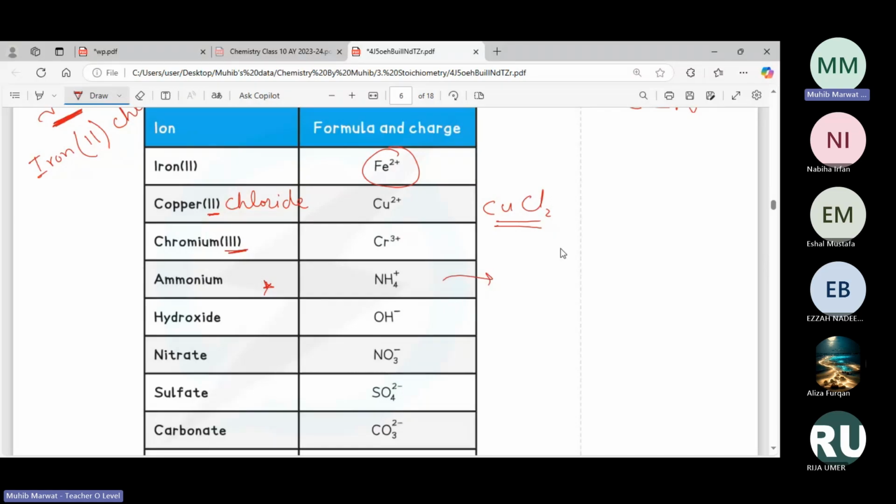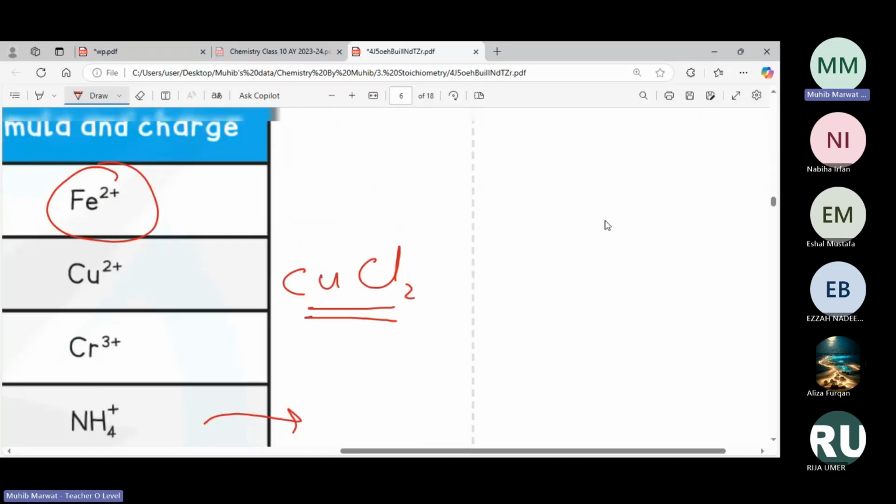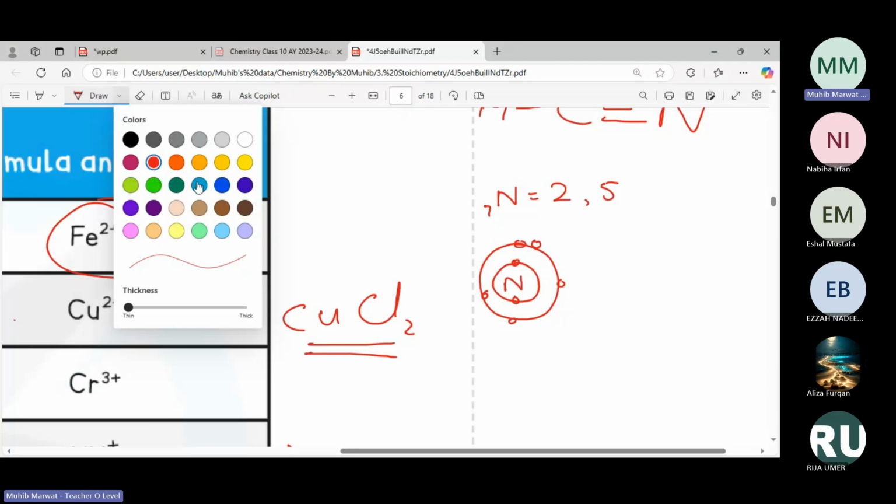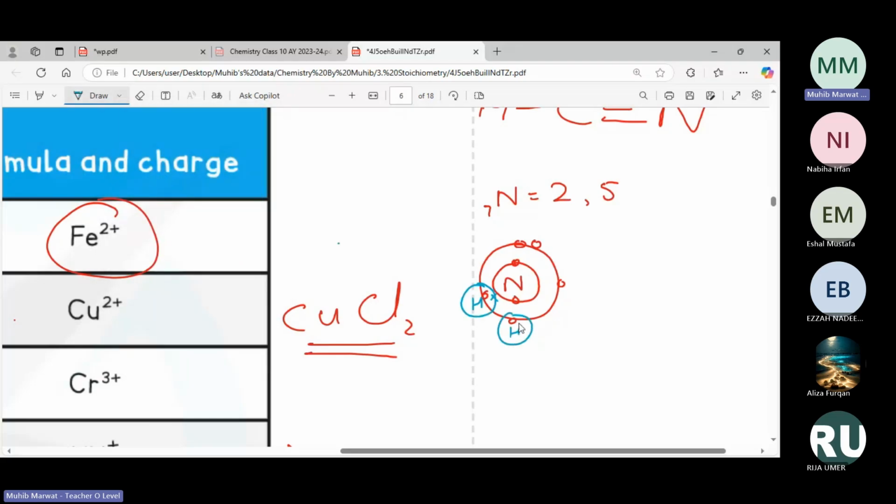We know that, let me zoom it for you. All right. We know that nitrogen is in group 5A. Its atomic number is 7. It has 2 electrons in its first shell and 5 electrons in its second shell. So we can say that it needs how many electrons to complete its octet? 3 electrons, right? So we are going to make the bond of nitrogen with 3 hydrogen atoms.